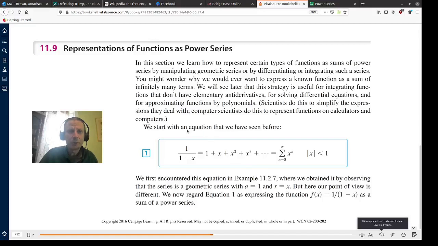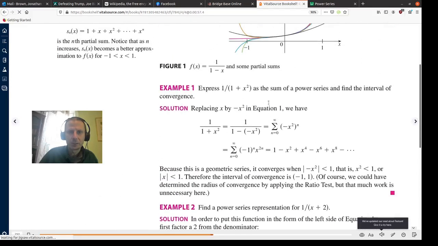Now, this is just one function, but by replacing this x with other expressions, other functions of x, and then replacing all the x's over here with the same thing, we'll get a lot more power series out. So for example, if we replace the x with, say, minus x squared, we can get the power series for 1 over 1 plus x squared. As you can see, we replace the x with minus x squared, and you replace all the terms in the power series with minus x squared to the n, and that simplifies to minus 1 to the n, x to the 2n.